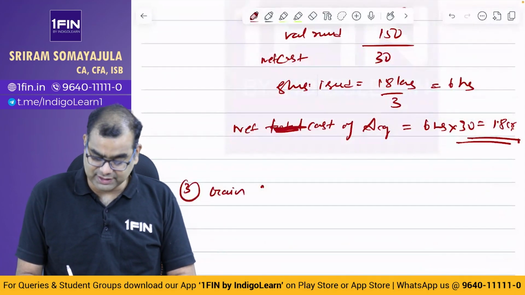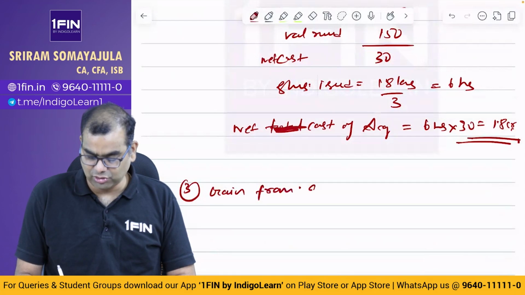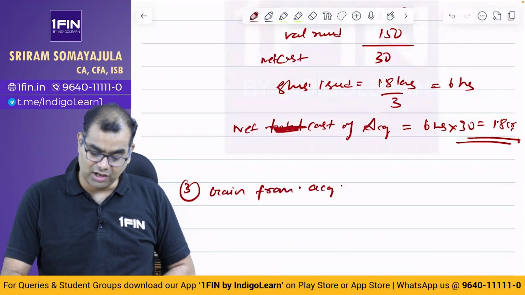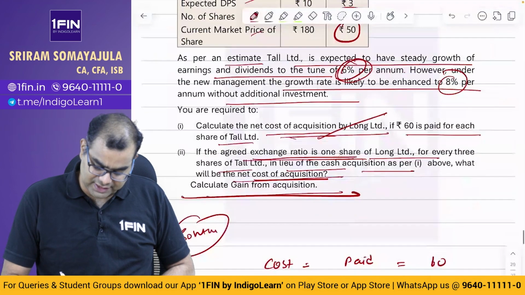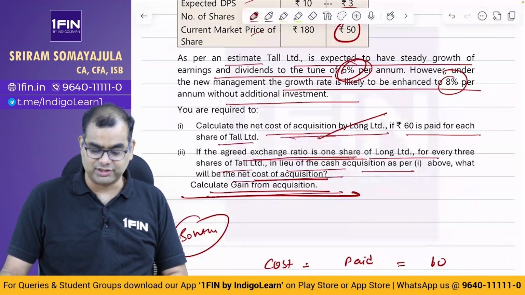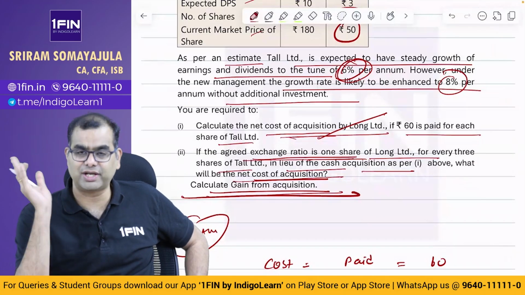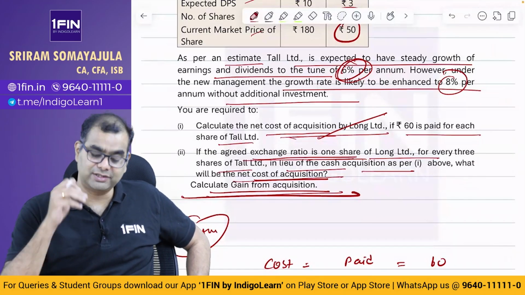Gain from acquisition. And see, is this gain from acquisition for part 1 or for part 2 or for both put together? See, on a plain reading, it appears clearly it is from part 2 only. It is not for part 1. So if in part 2 you have exchanged some shares, what is the gain that is going to accrue to you?